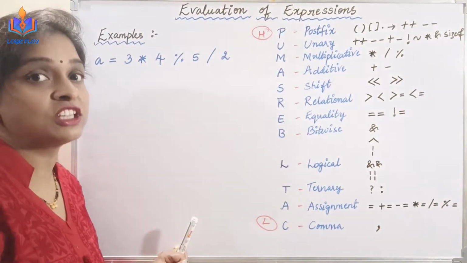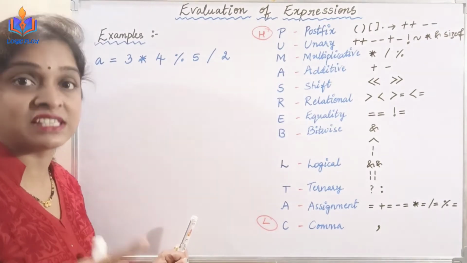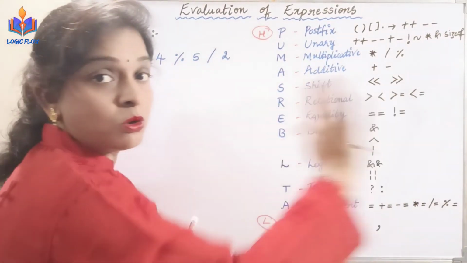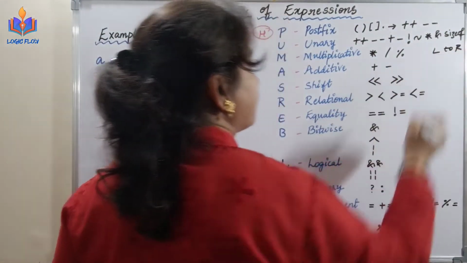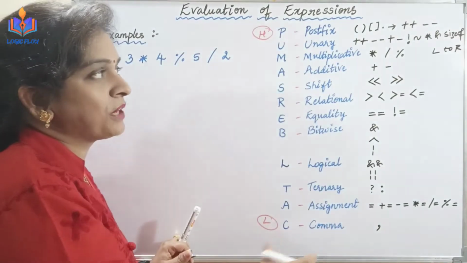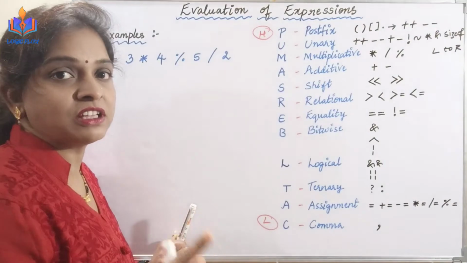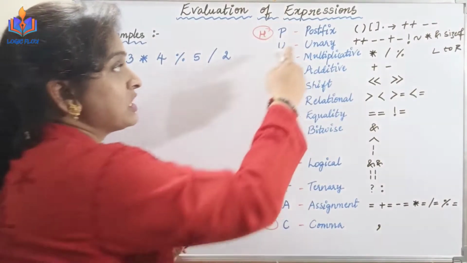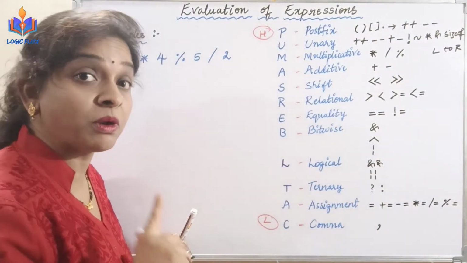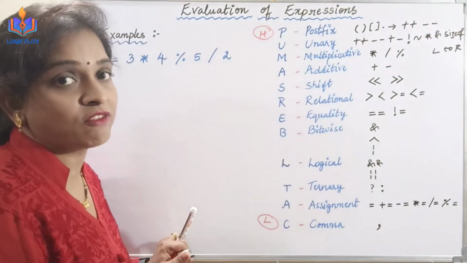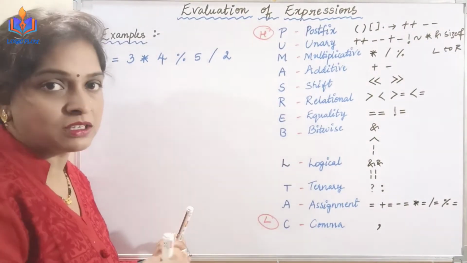So we have to follow the associativity, which tells us to evaluate expressions having the same precedence from left to right. We have discussed this associativity also. Almost all the operators have associativity from left to right. Only three sets of operators have associativity from right to left, which are unary, ternary and assignment. Remaining all the operators have associativity from left to right. With examples, we will get to know about that one by one.